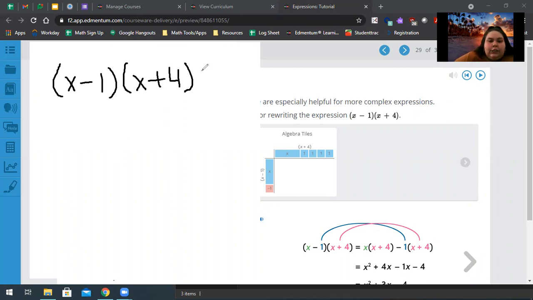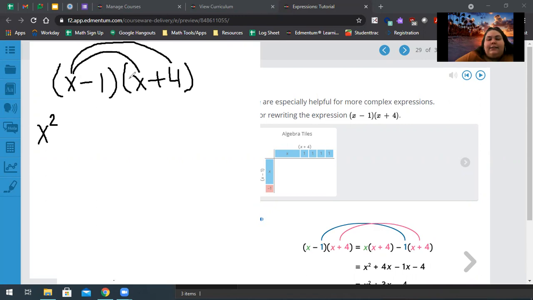So starting from the far left, which is this x right here, in front of the minus 1, you're going to distribute into the other parentheses. So we have x times x, and we'll write our answer, x squared. And then x times 4.